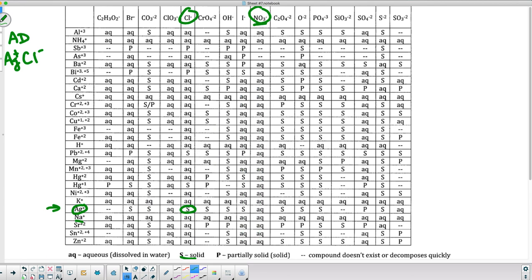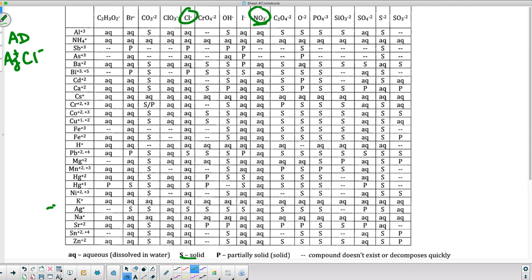That's not the only one. Take a look at sodium, going all the way across. There is no solid. They're all AQs. Okay, so there's a couple of them that do this. The group 1 metals do this, and there's a couple polyatomic ions that do this. Chlorate does the same. All the way down, it's all AQs or dashes. The dash and the AQ mean basically the same thing. It means that the compound doesn't exist or decomposes quickly.